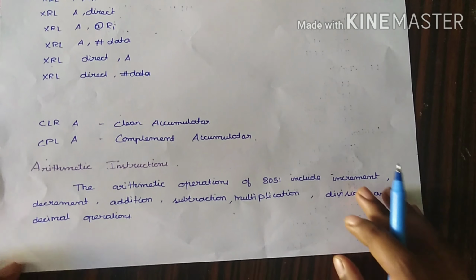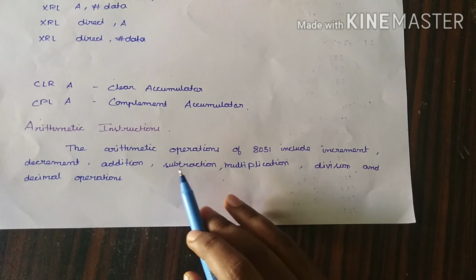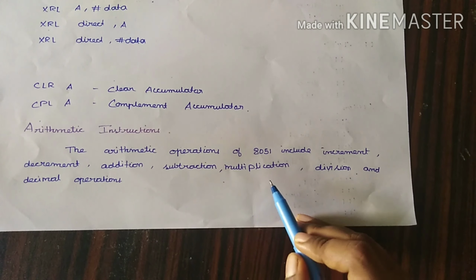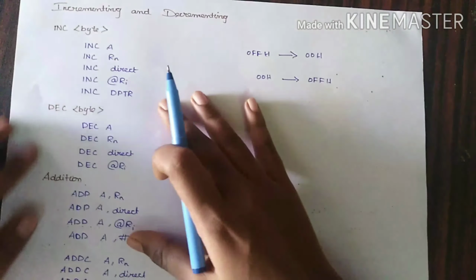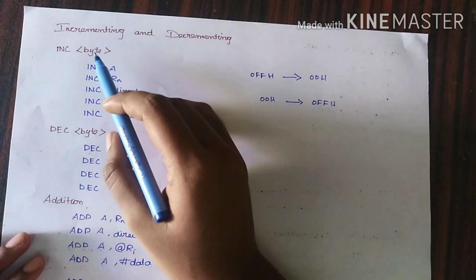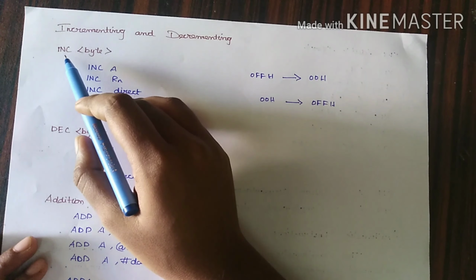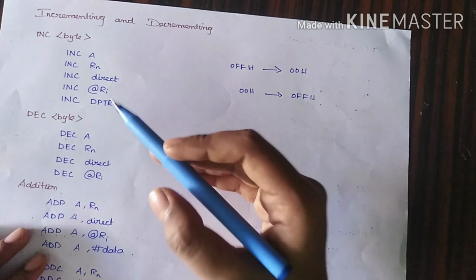Arithmetic instructions. The next division is arithmetic instructions. The arithmetic operations include increment, decrement, addition, subtraction, multiplication, division, and other decimal operations. Here, first, when we look at incrementing and decrementing, we have INC as the opcode in the incrementing operation. This increments the data by 1.